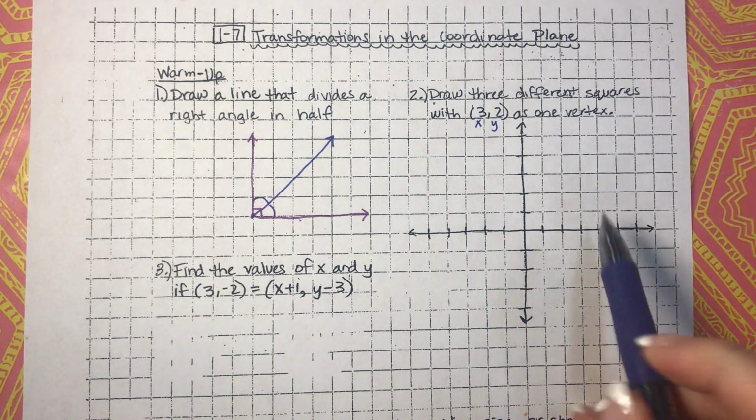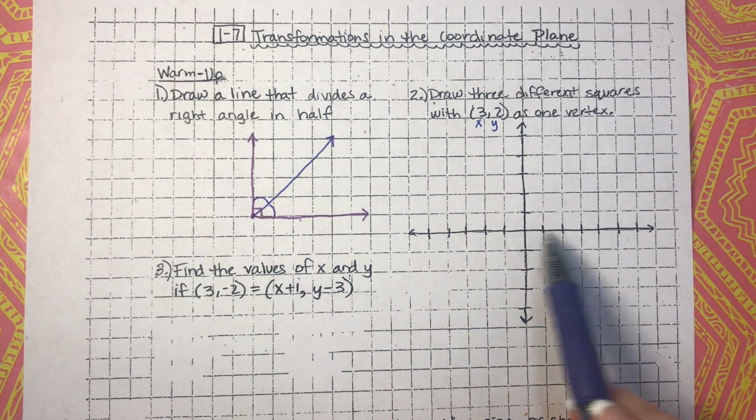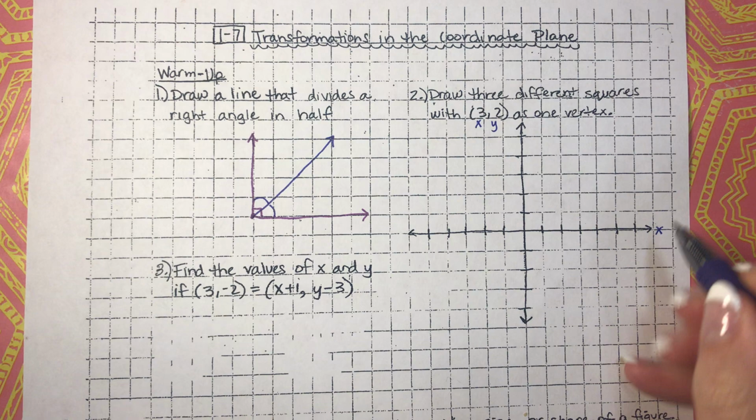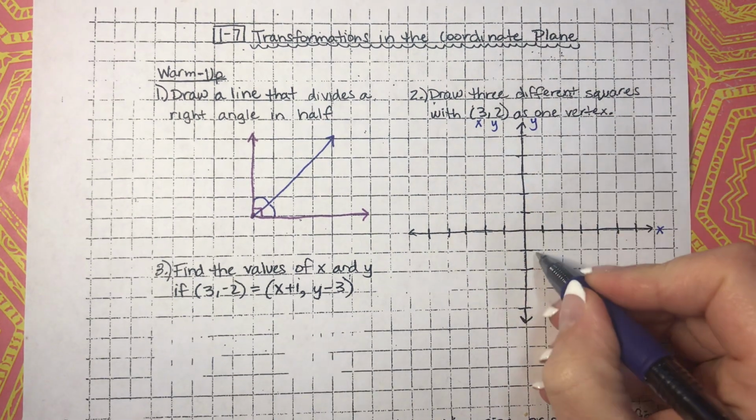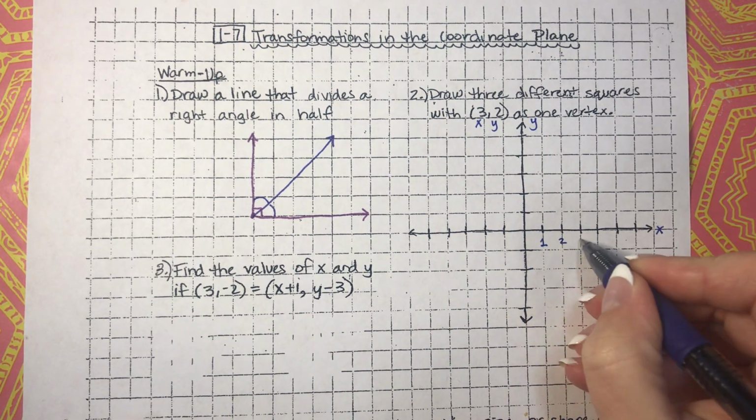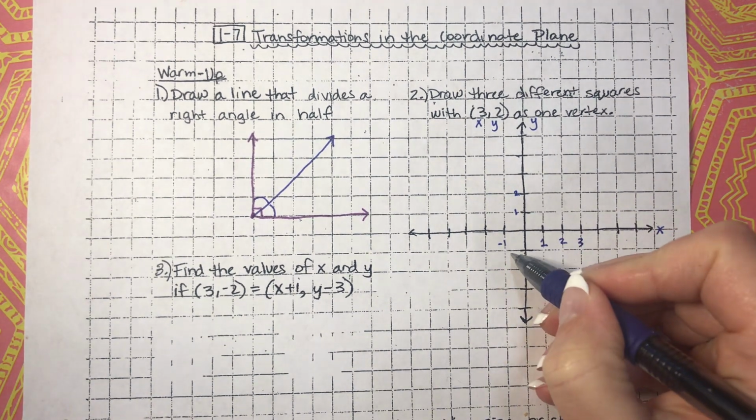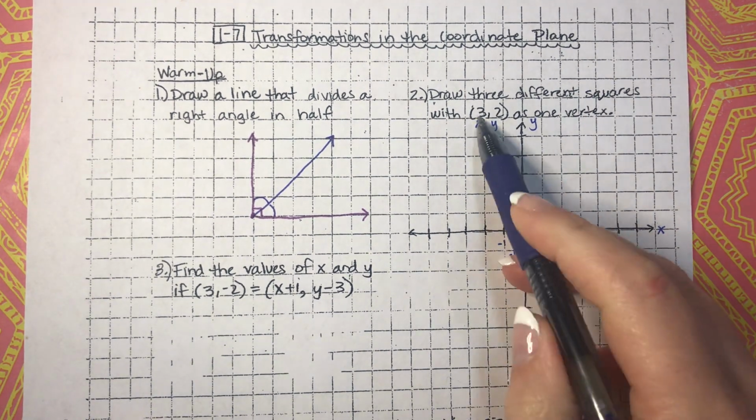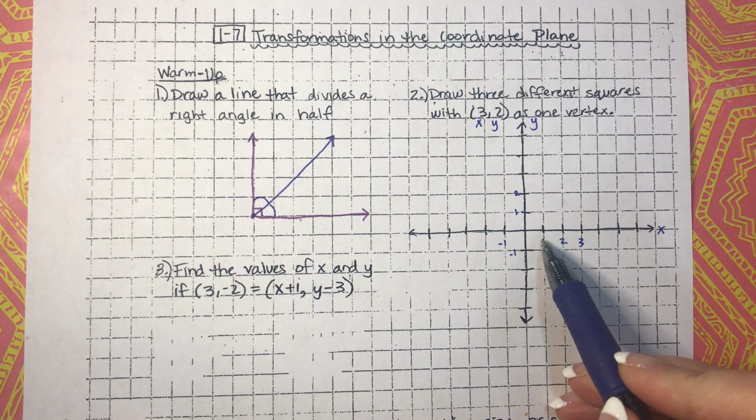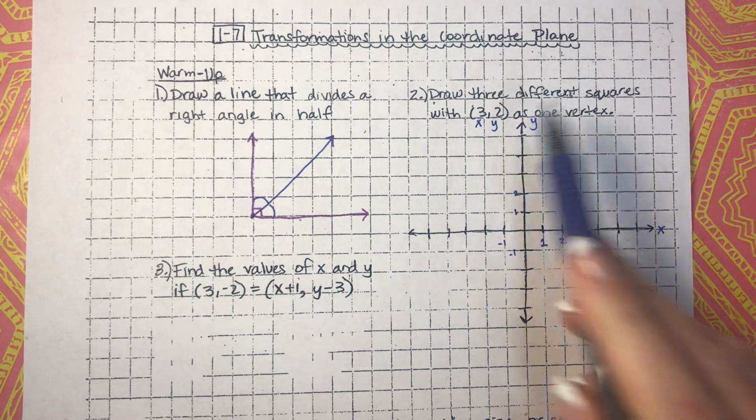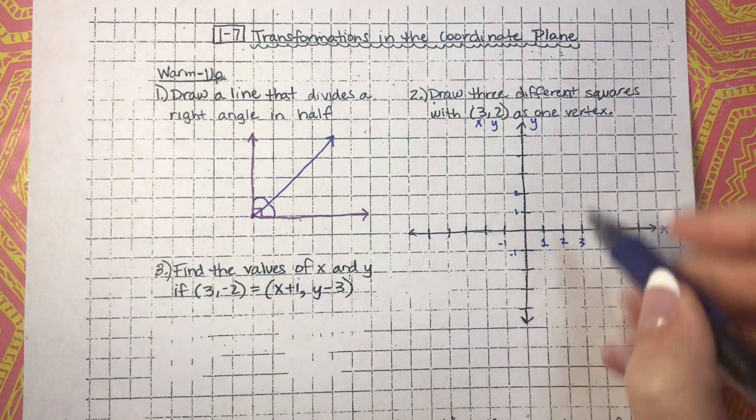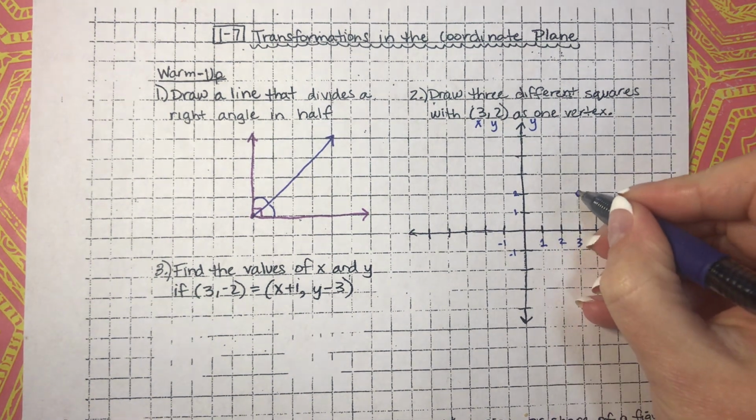1, 2, 3. This is the X direction. It's positive, so you go positive. Remember, this is the X axis. This is the Y axis. These are all in ones. 2, 3. Okay, and then 1, 2, and then negative 1 over here. Negative 1 down there. So 3, 2 means the X is 3. So we go positive 3, 1, 2, 3. And then the Y is 2, up 1, 2. So this is the vertex right here.